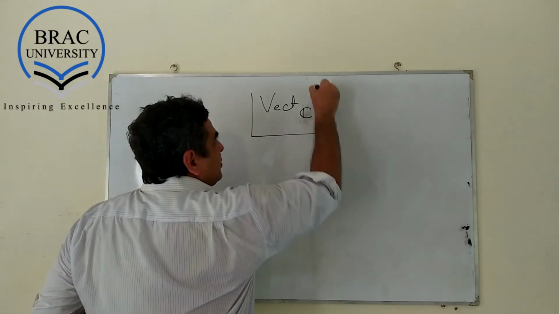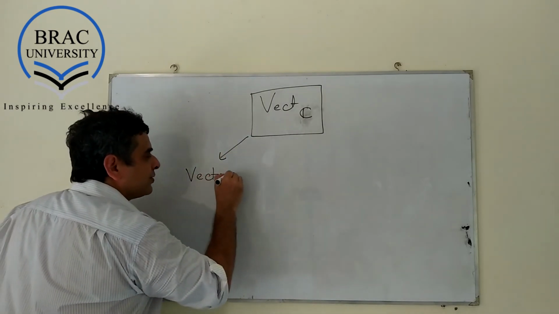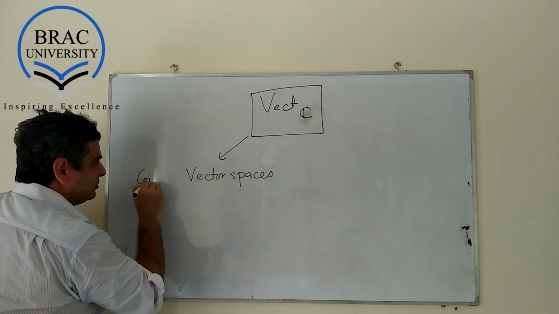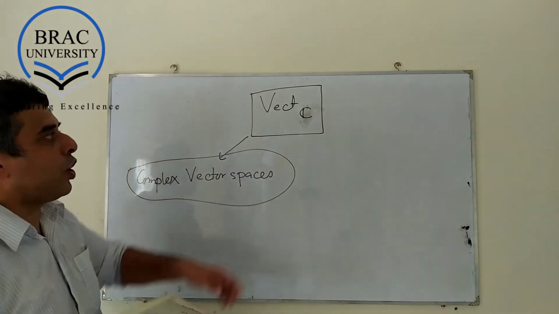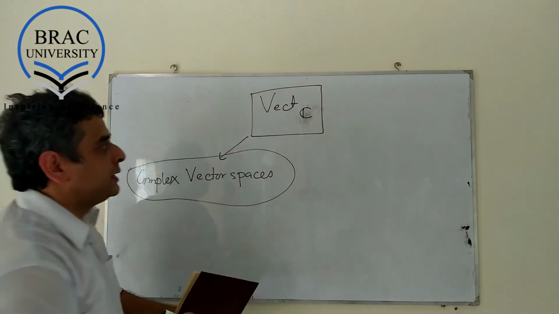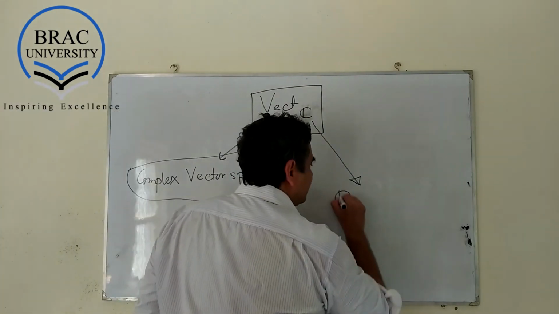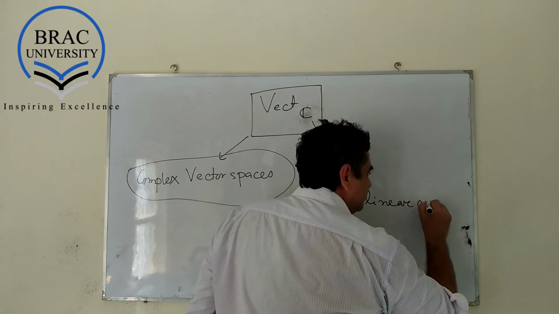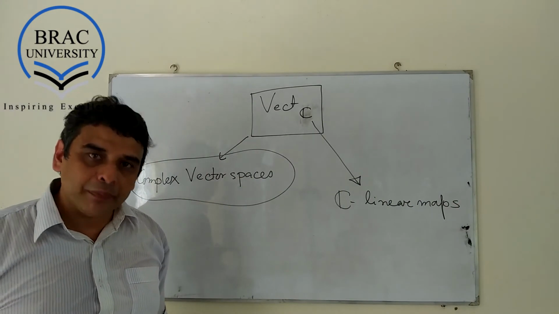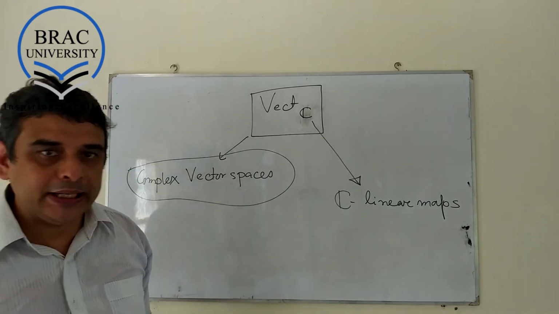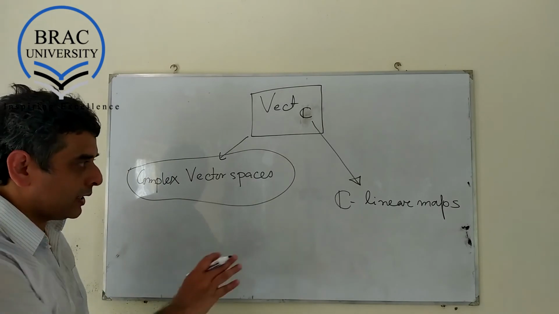So for this category, the objects are the complex vector spaces. These complex vector spaces are the objects of this vect C. And what are the morphisms? The morphisms here are C-linear maps. You should know the meaning of C-linear maps from your elementary linear algebra course. Even if you don't remember, don't bother about it. I'll explain it for you.